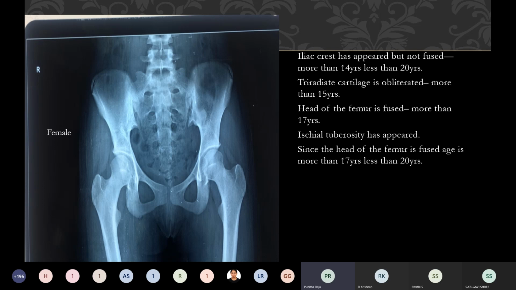For the knee joint, we have only a few X-rays. Before starting, the knee joint mainly includes the lower end of the femur, the upper end of the tibia, and the upper end of the fibula. Okay, these are the three bones which constitute the knee joint, and you also have the patella. The lower end of the femur appears at the 9th month of intrauterine life, the upper end of the tibia appears at birth, and the upper end of the fibula appears at the age of 4 years.